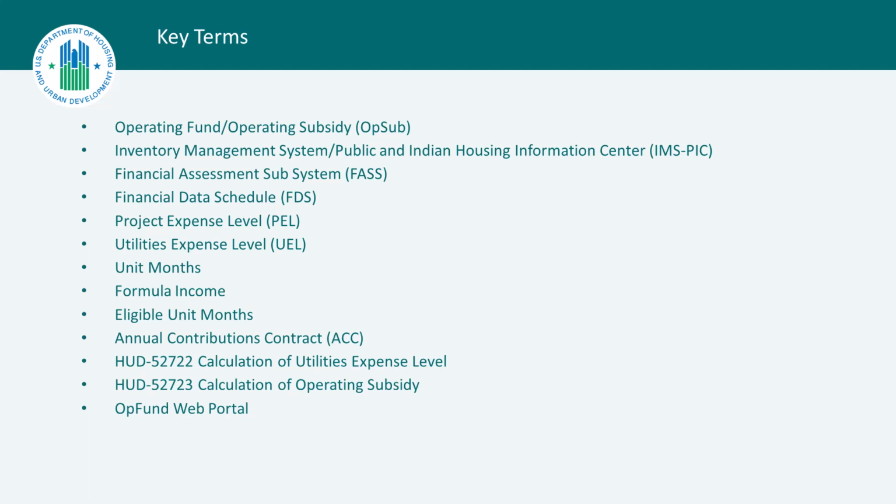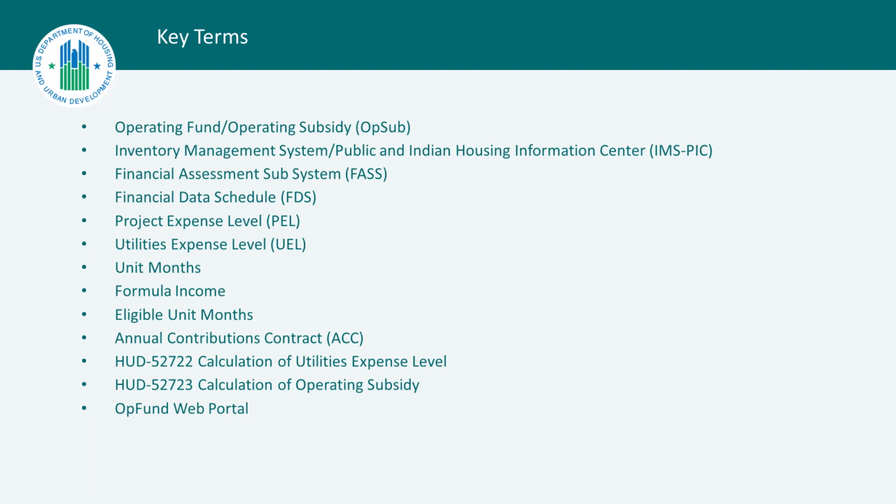Unit months are the total number of project units in a PHA's inventory, expressed in months for a specified time period. The formula income amount is an estimate of a project's rental revenue and is based on fiscal year-end financial statements. Formula income is based on the project-level FDS data submitted by the PHA based on the PHA's fiscal year. Eligible unit months, or EUMs, are the actual number of project units in categories eligible for full operating subsidy. The Annual Contributions Contract, or ACC, is the grant agreement between HUD and the PHA that governs public housing.